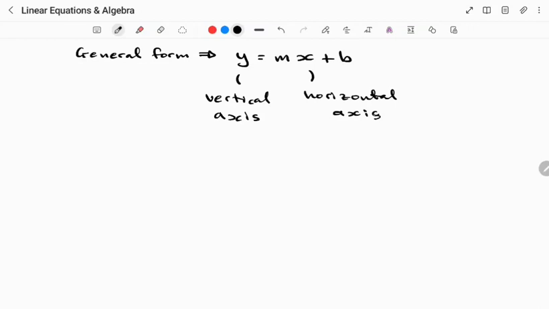Some books like to use B for the coefficient. Some books like to use C. I prefer B, so I'm going to keep B. This is the coefficient, and M is the slope. These, when put together, draw a line on a graph. How so? Let's see. For example, if you visualize a graph, this is what it's going to look like.